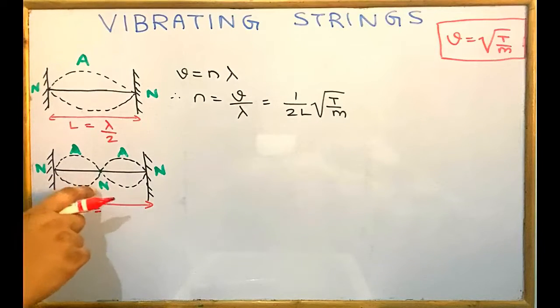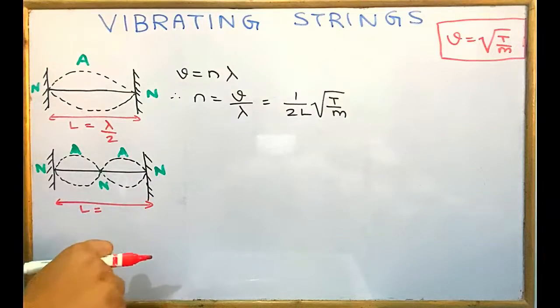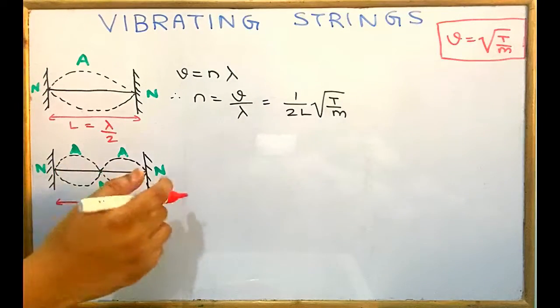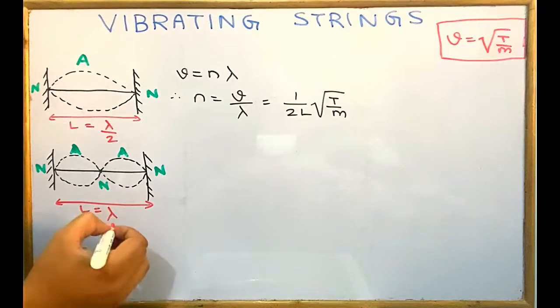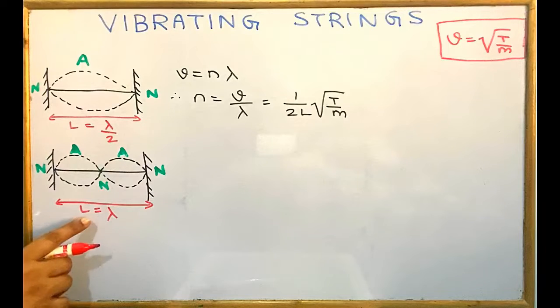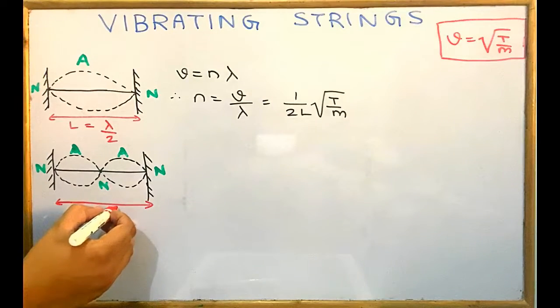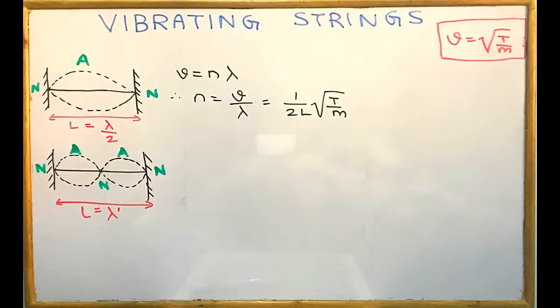What is the distance from node to node? It's lambda by 2, and then again node to another node is lambda by 2. So can I say the two add up to give me lambda? Should I say L is equal to lambda? Well, there is only one small error here. We should not say L is equal to lambda, right? We should say L is equal to lambda dash.